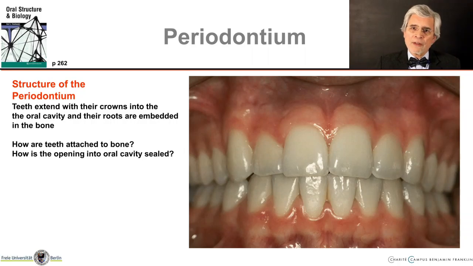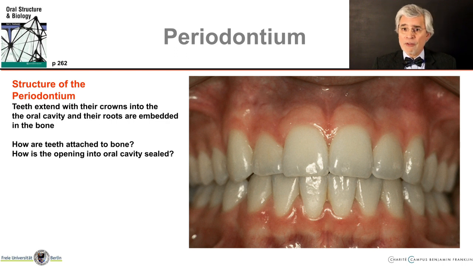So we see that the teeth project into the oral cavity, at least with a crown. The root of the teeth is embedded in the bone. And how are they attached there? And of course, just as importantly, how is the emergence passage sealed?